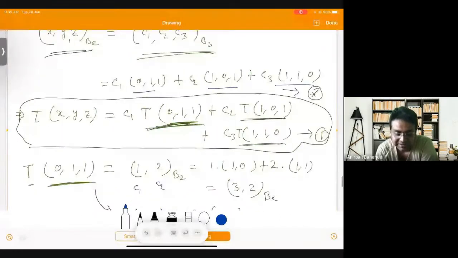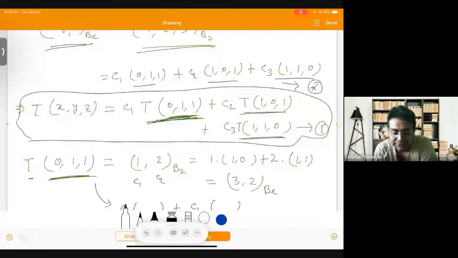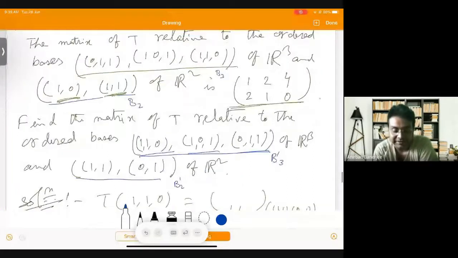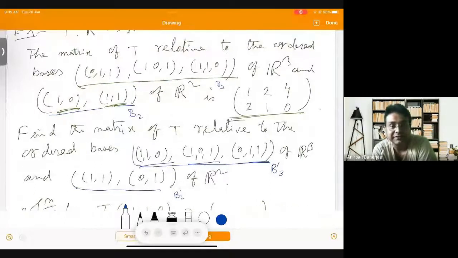But the problem is, as we said, that we don't know the formula of T of (0, 1, 1). So now we want to figure out what will be the value of the vector T(0, 1, 1). But what is given in the problem? It's given that the matrix for the linear transformation with respect to basis B3, transforming a vector into B2, is given.